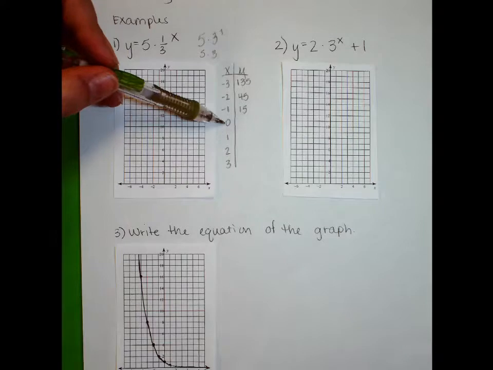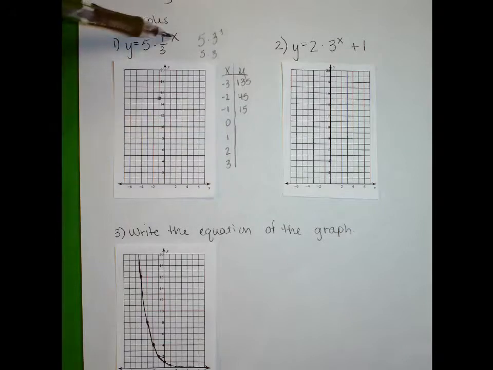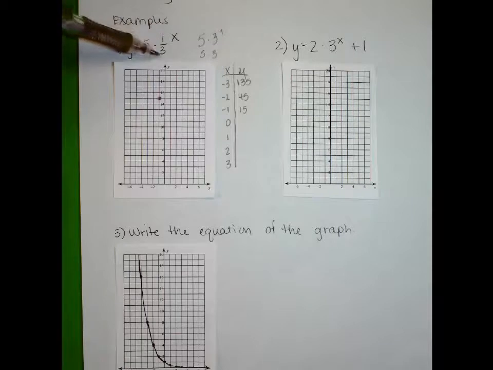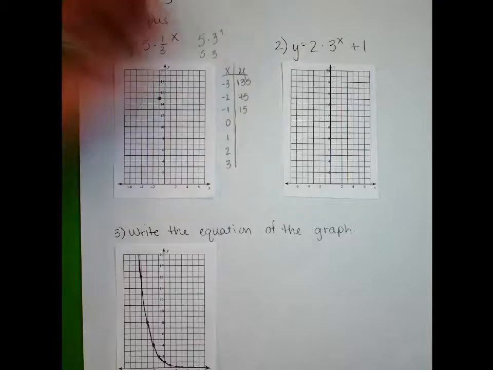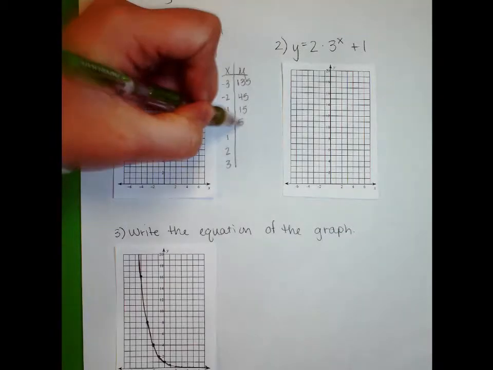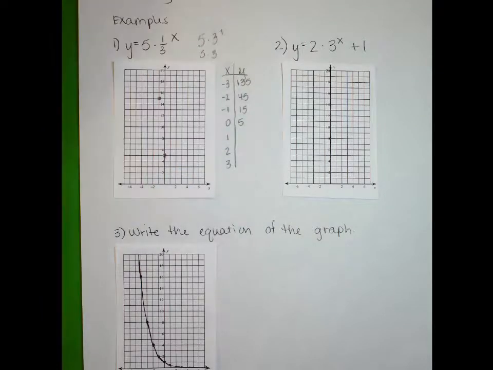So next we plug 0 in. Any number to the 0th power equals 1. It doesn't matter what the base number is. If it's to the 0th power, it equals 1. So we have 5 times 1, which just gives us 5. So we plot that over 0, up 5.